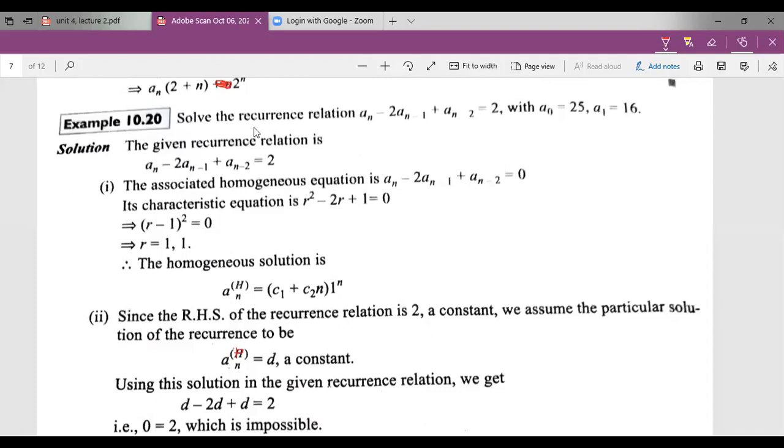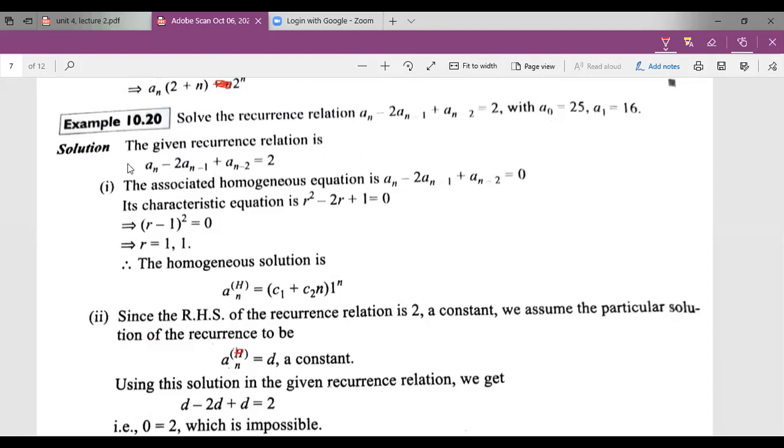The problem is to solve the recurrence relation a_n minus 2a_{n-1} plus a_{n-2} is equal to 2, with initial conditions a_0 is equal to 25 and a_1 is equal to 16. Okay, so the given recurrence relation is non-homogeneous, since a constant exists here: a_n minus 2a_{n-1} plus a_{n-2} is equal to 2.